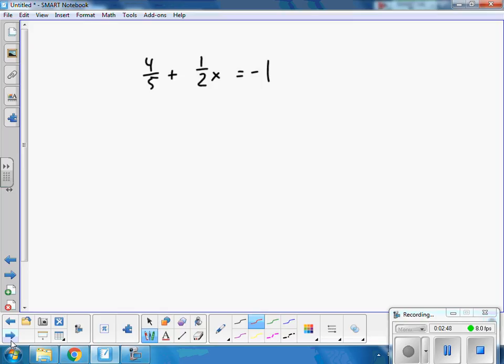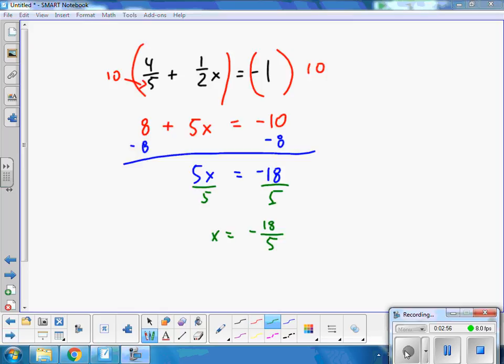Okay, for this one here, why don't you go ahead and press pause, and you work it out, and see what you get, and press play and compare our answers. All right, how'd that work out for you? I ended up with x equals negative 18 fifths because I used a common denominator of 10. I multiplied both sides by that and cleared out my fraction.